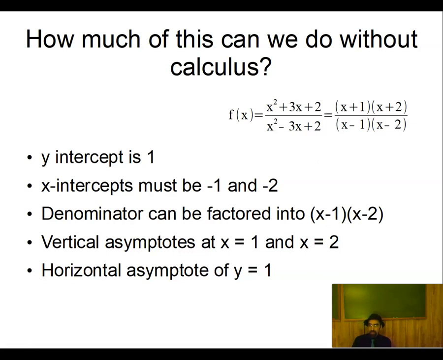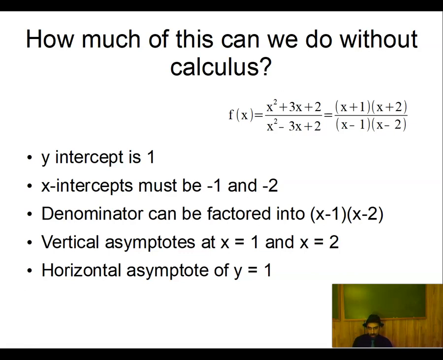For x-intercepts, those are where the y value equals 0. So you can factor this numerator and this denominator: x plus 1 times x plus 2 over x minus 1 times x minus 2. That shows us that when x is negative 1 or negative 2, the numerator goes to 0, so that's where the x-intercepts are going to be. The denominator is factored into x minus 1 and x minus 2, so if x is 1 or x is 2, then you try to divide by 0. That never quite works out the way you planned it. And so that means that you're going to have a vertical asymptote. So vertical asymptotes at x equals 1 and x equals 2. X-intercepts at negative 1 and negative 2.